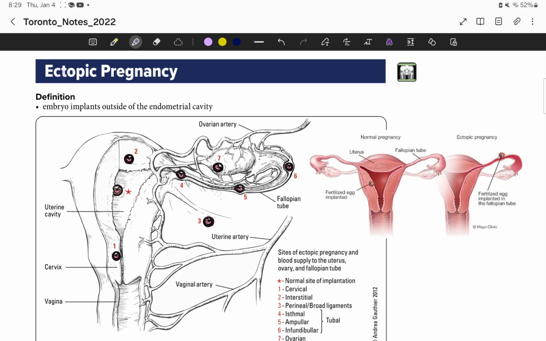We'll go to study ectopic pregnancy today.